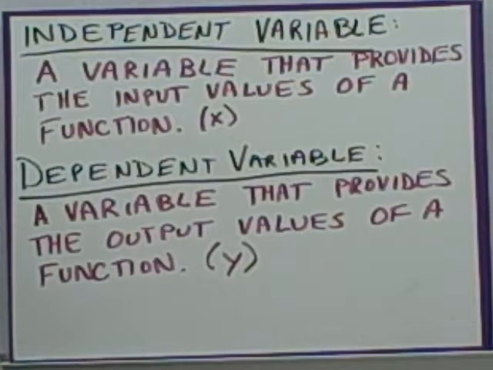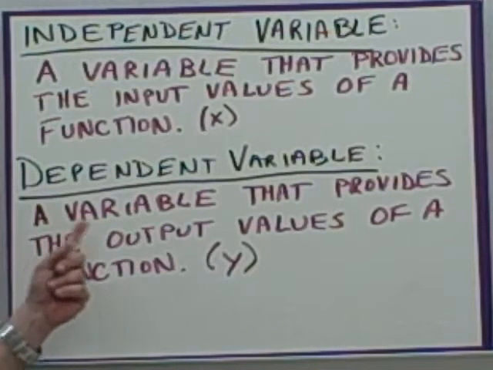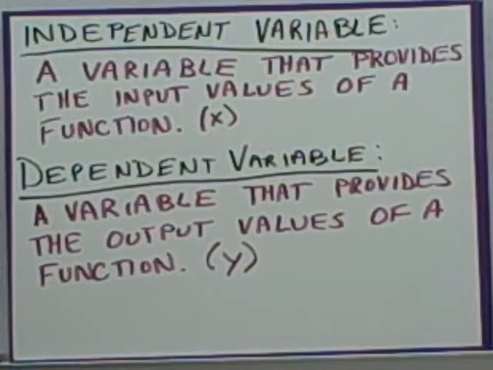Independent variable. The independent variable is a variable that provides the input values of a function. Independent variables are the x values. Input values, independent variables. Same thing. A dependent variable is a variable that provides the output values of a function. The y values.